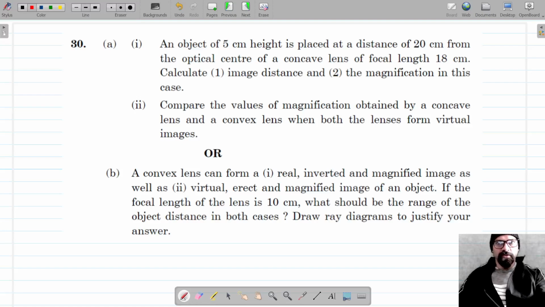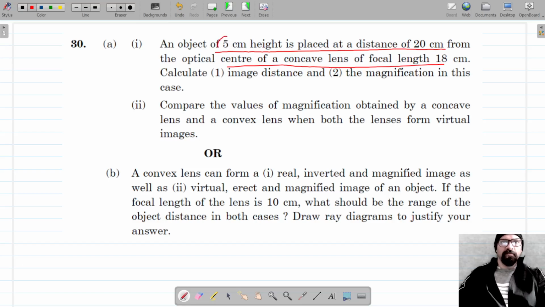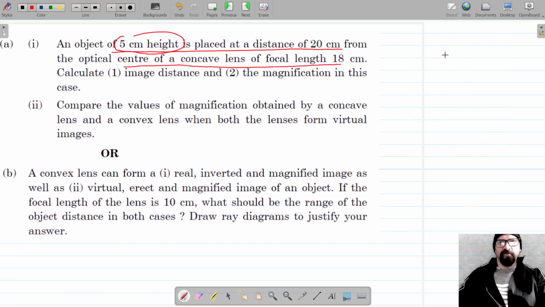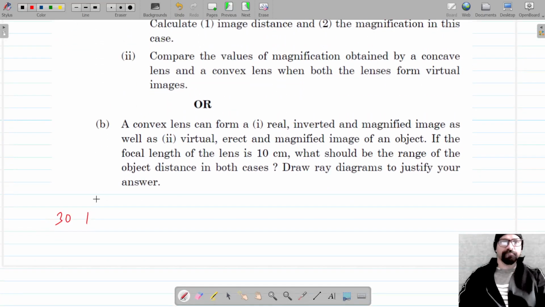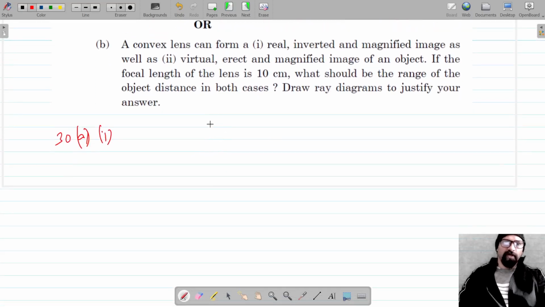Okay, for question number 30, it's given that an object of height 5 centimeter is placed at a distance of 20 centimeter from the optical center of a convex lens of focal length. So this is the object height, which is denoted by h. This is question number 30, first part, and we have sub part 1 of part 1. So height of the object is given as 5 centimeter.